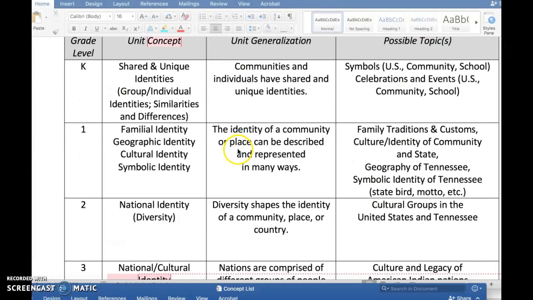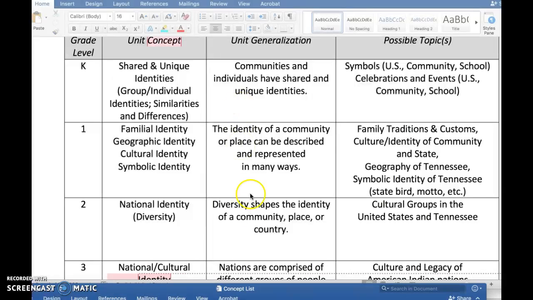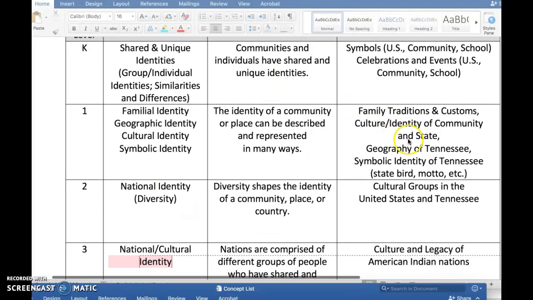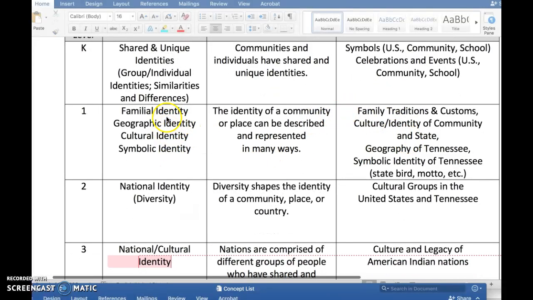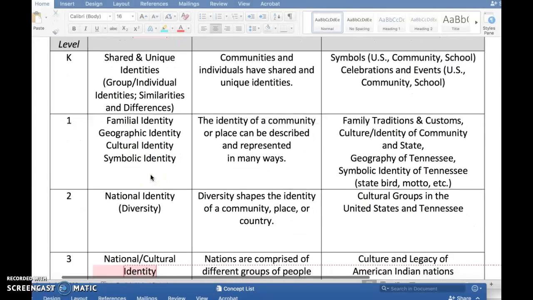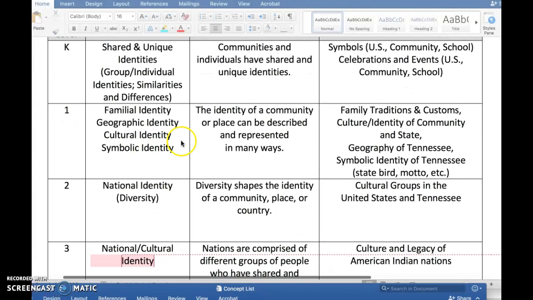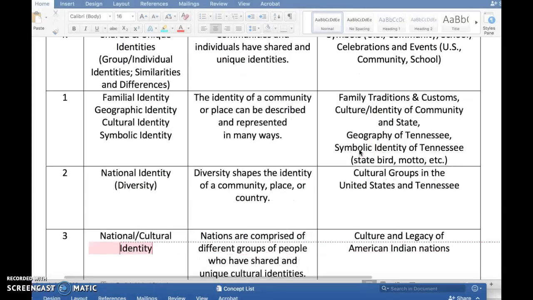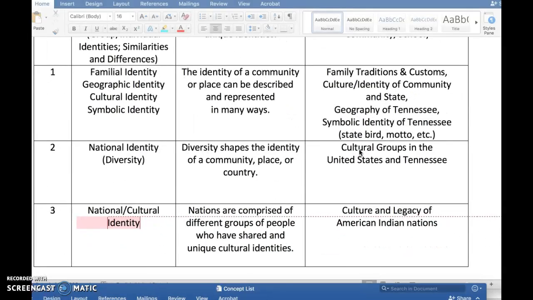And then again, I attempted an escalation of the generalizations related to identity, and you can see the possible topics on the side. I'm not saying you have to use all of these as a unit concept. I was just brainstorming here if we wanted to qualify or specify what kind of identity we're talking about, depending on the topic or topics that are chosen.